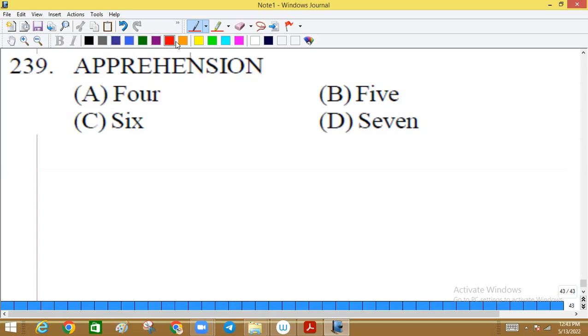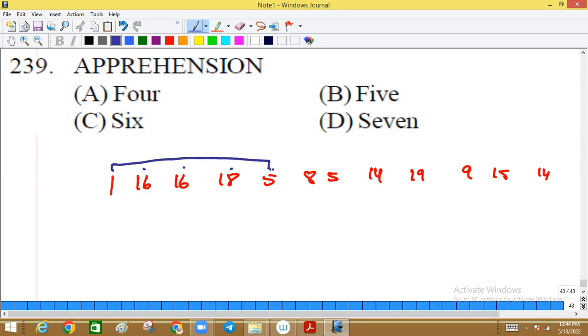See, what you do is, let's listen to this. 1, 16, 16, 14, 19, 9, 15 and 14. You have to write it very fast. A means 4. No. Let's check. See, first starting with 1. 1, 2, 3, 4, 5. You got one pair? Yes or no? Continue. 6, 7, 8, 9, 10, 11, 12. That's only one pair with this.